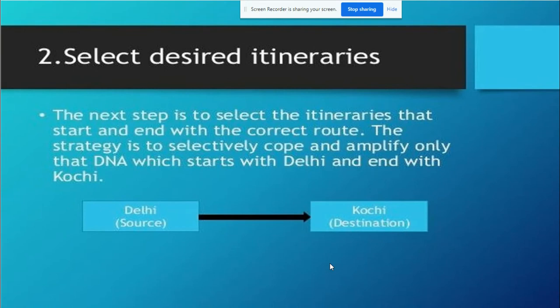Select desired itineraries. The next step is to select the desired itineraries that start and end with the correct route. The strategy is to selectively copy and amplify only that DNA which starts with Delhi and ends with Kochi. As I said earlier, Delhi is the source city and Kochi is the destination city for this DNA computing problem.